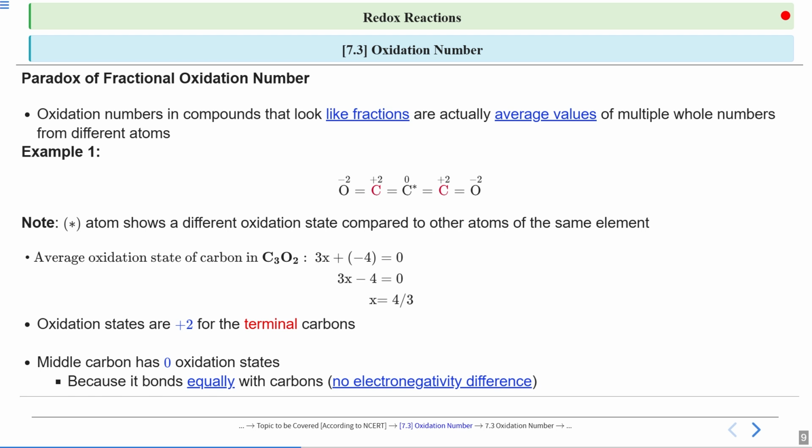Hence, it is concluded that the oxidation numbers in compounds that look like fractions are actually the average values of the multiple whole numbers from different atoms. I hope this is clear to you. We will understand this fractional oxidation number with the help of 2 more examples so that our concept gets cleared.